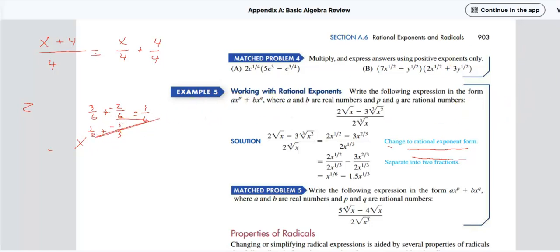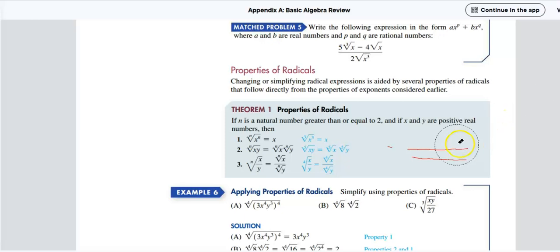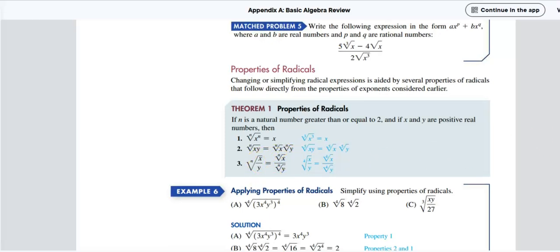Let me go over a couple of properties of our radicals, which I think we did a little bit earlier. And that is, if I have two numbers multiplied underneath the radical, I can split that radical. Okay. Or if I have a fraction underneath my radical, I can split that radical into the fraction on the top and the bottom.